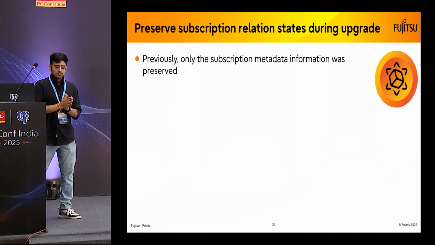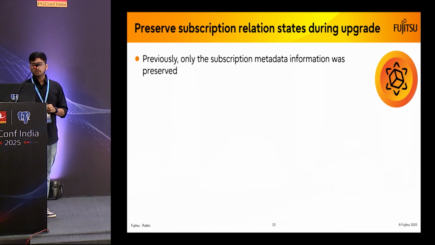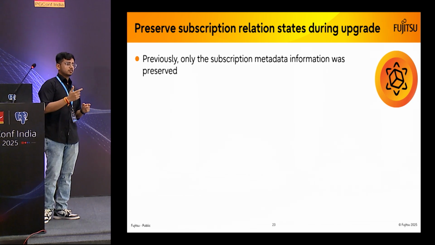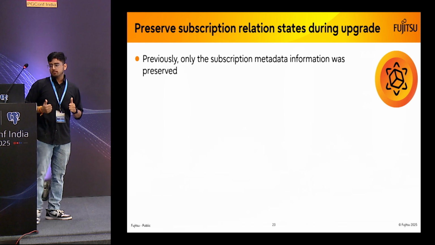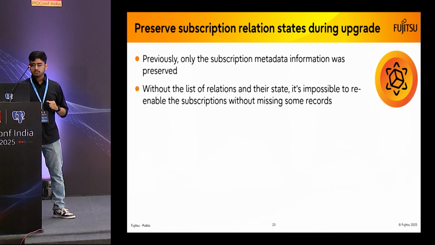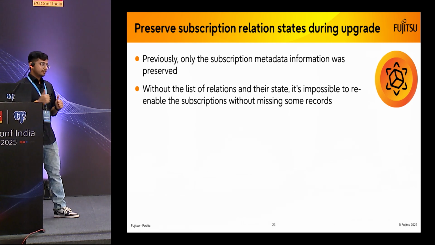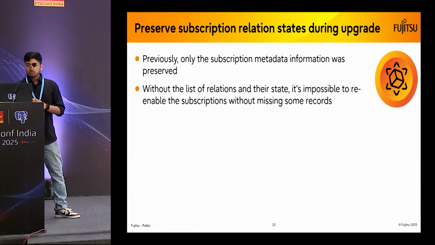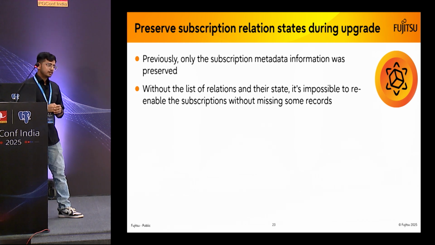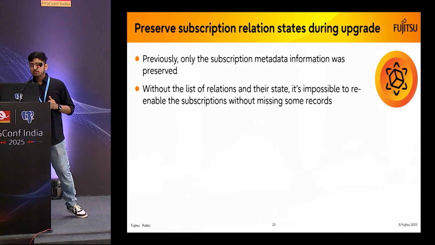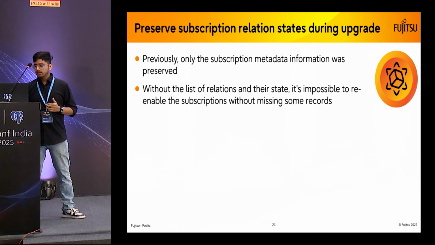So till PG16, only subscription metadata was preserved, like the subscription name and the connection string of the subscription. The list of relations, their states, and replication origin data were not preserved. So just simply re-enabling the subscription after an upgrade till PG16 will lead to loss of some data.